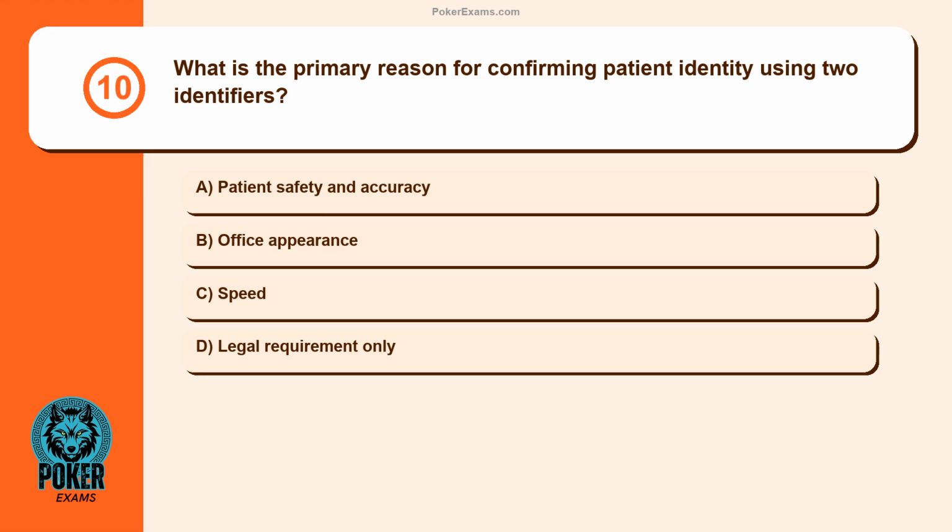Question 10. What is the primary reason for confirming patient identity using two identifiers? Patient safety and accuracy, office appearance, speed, legal requirement only.